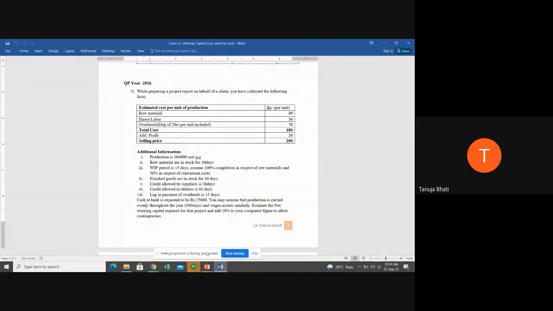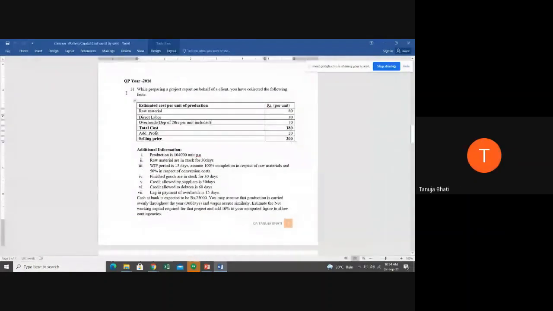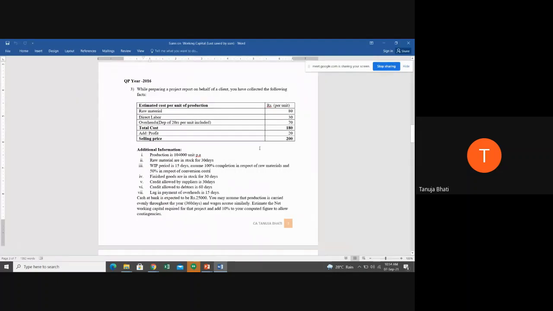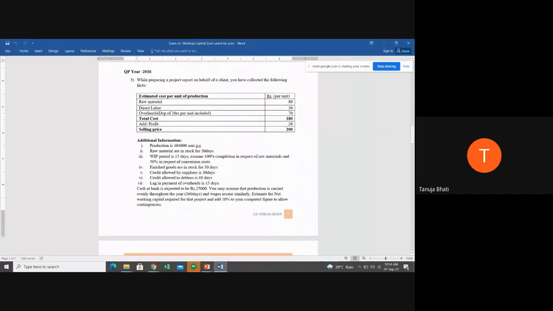So while screen is not visible. Ma'am, screen is not visible. Okay, yes, just give me a moment. Now is the screen visible, students? Yes. Is the screen visible? Yes, ma'am. Okay. Can we move ahead with problem number three? Yes, students. Students, is the screen visible? Yes, ma'am. Okay, so let us move ahead.